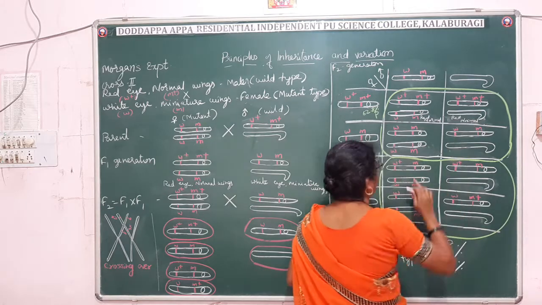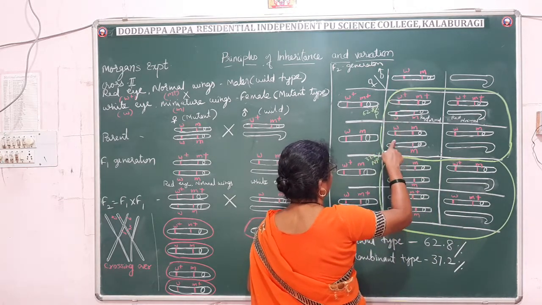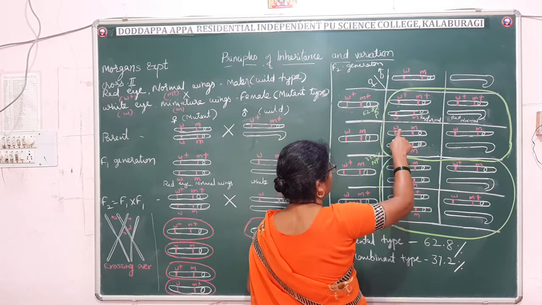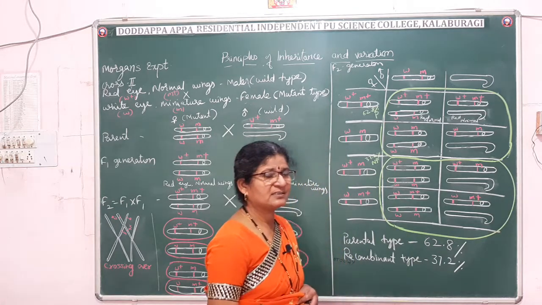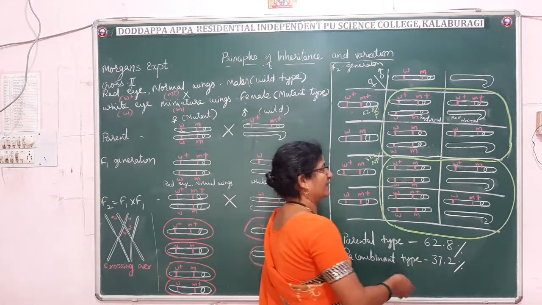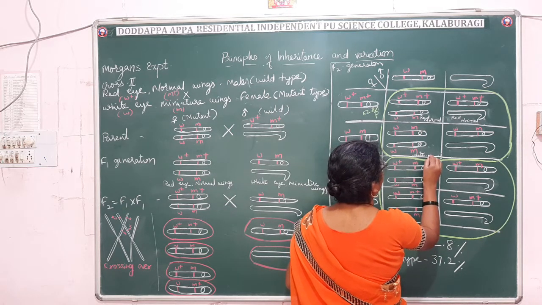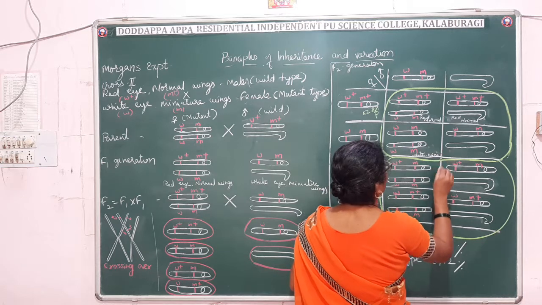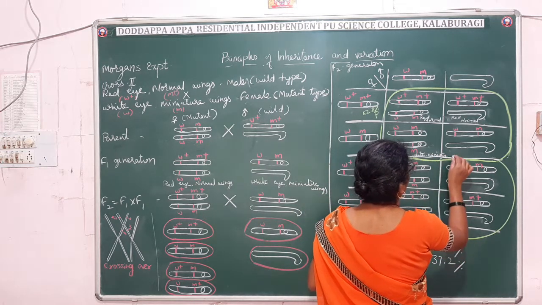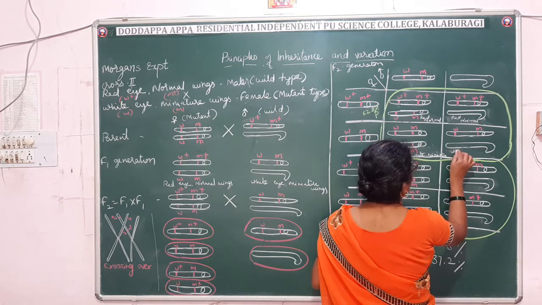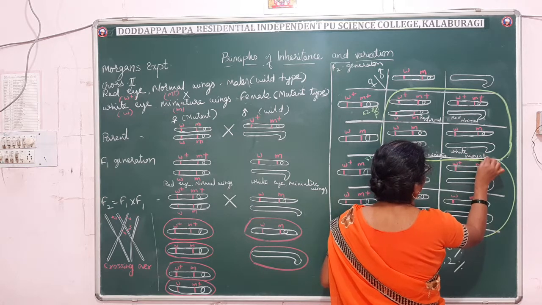Fine. And next female, let us see. X from the father, X from the mother. And genes which were present are WM. What kind of character does it express? It will express white eye, miniature wings. So white eye with miniature wings. Miniature, let me write miniature wings. And this also will express white eye with miniature wings.